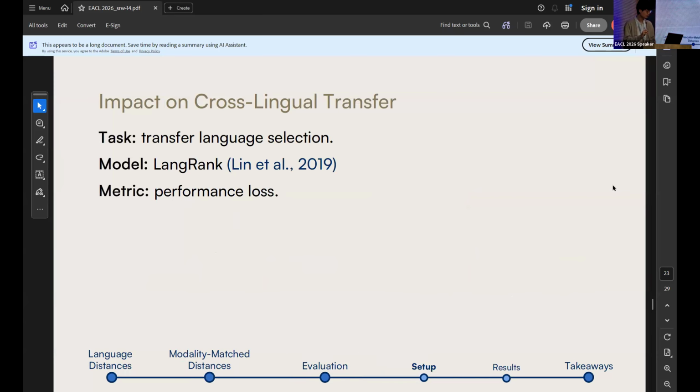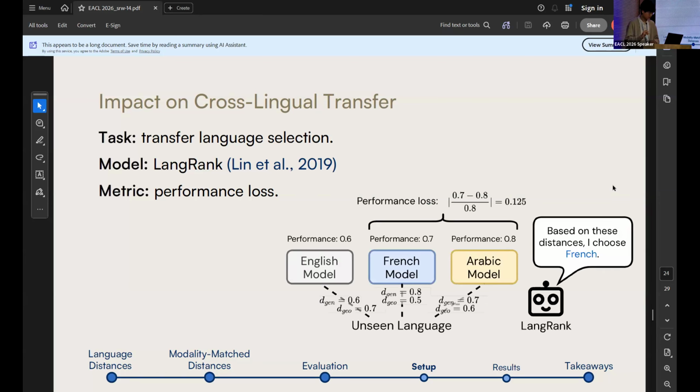And finally, we now move on to evaluating how well our new representations perform for cross-lingual transfer. The task we study here is transfer language selection, where the idea is, as in our motivating example, sometimes in multilingual NLP we want to perform some sort of task in a low-resource language where we don't have enough data to train a model. However, let's say we do have other models that have been trained in a different but high-resource language. So our task here is to see how we can use language distances to predict the best model to use. And so the setup is this.